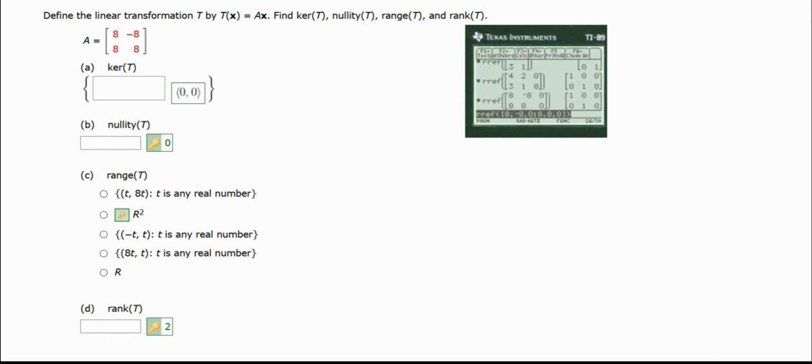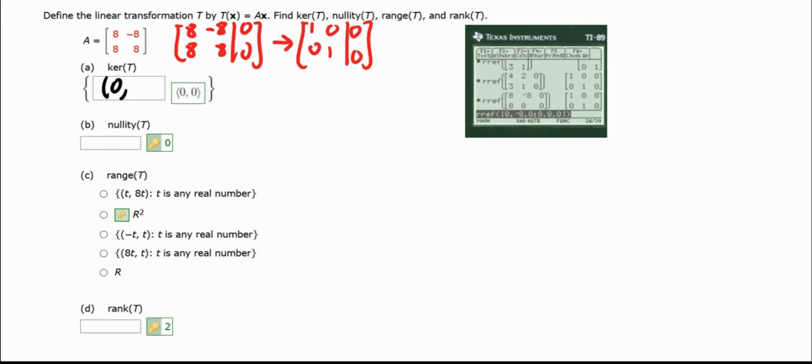Okay, what about this one? Okay, we did answer all the questions over there. So we look at this, and it says define this linear transformation as that. Find the kernel, find the nullity, the range, and the rank. So we take this matrix and we solve. I'm solving the null space, and you can see from my graphing calculator we end up with this, right? So here you can see that x sub 1 is equal to 0, and x sub 2 is equal to 0. So we get the kernel there, right?